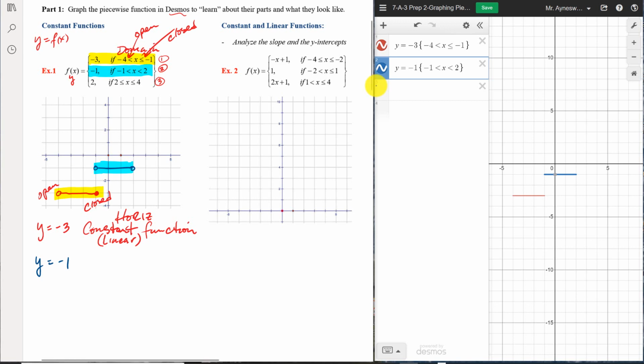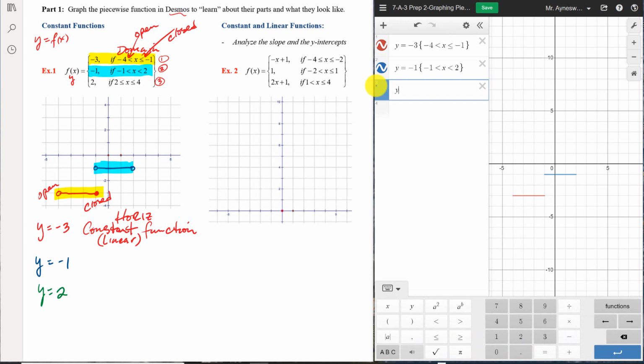Now the third piece, let's do it in green here. The third piece, y is equal to 2. So you type that in, y equals 2. But notice that it's a continuous line to the left and to the right. It's infinite. So you've got to restrict it from 2 to 4, closed. It's a closed interval from 2 to 4. So when you do that, use the curly brackets again.